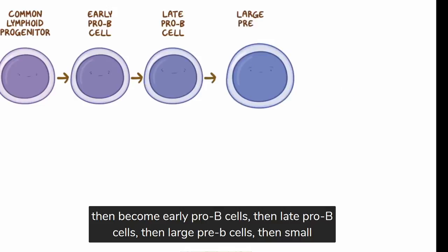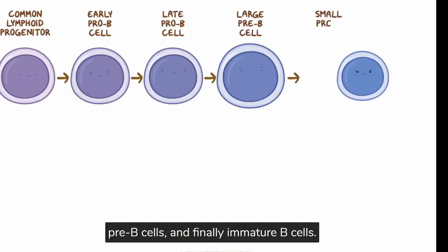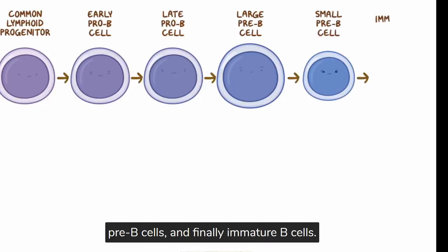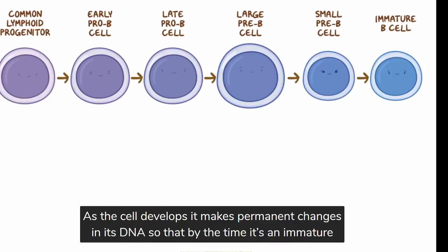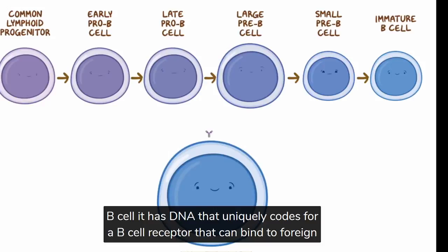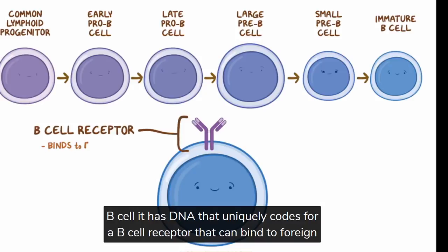Then large pre-B cells, then small pre-B cells, and finally mature B cells. As the cell develops, it makes permanent changes in its DNA, so that by the time it's an immature B cell, it has DNA that uniquely codes for a B cell receptor that can bind to foreign antigens but isn't self-reactive.